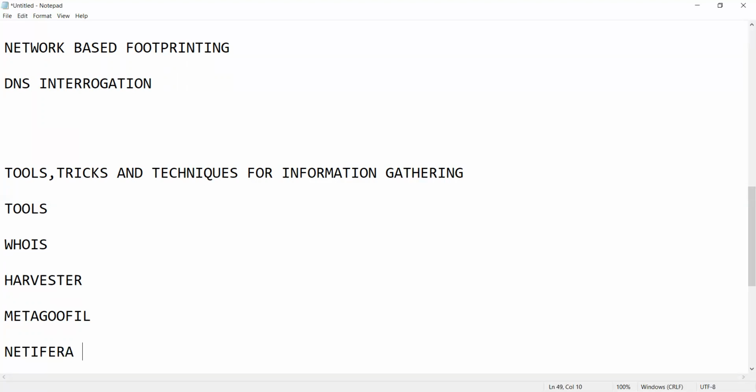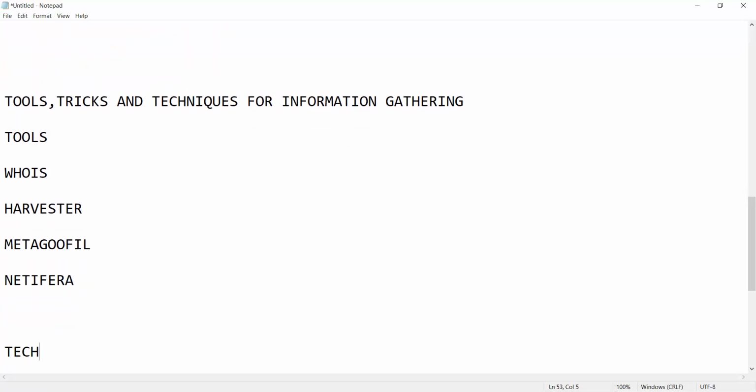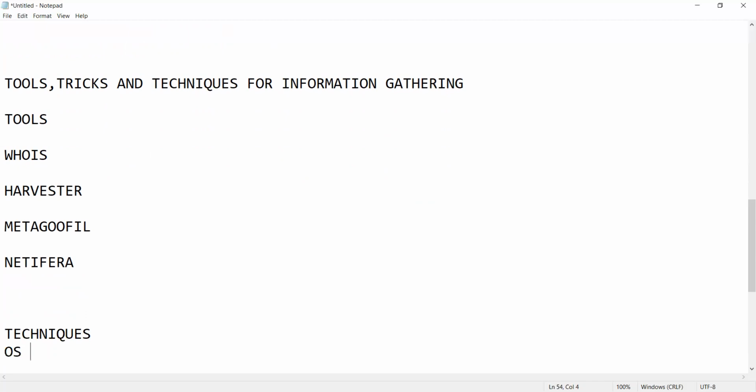Next come the techniques which are being used. The first one is OS identification. OS identification involves sending illegal Transmission Control Protocol (TCP) or ICMP (Internet Control Message Protocol) packets to the victim systems to identify the operating system used by the victim on his server or computer. This is called operating system identification.